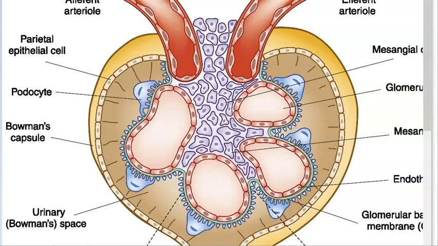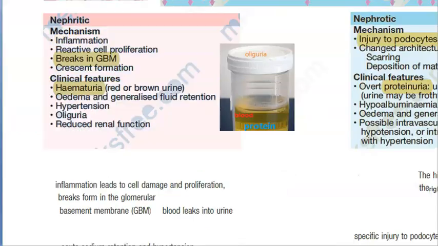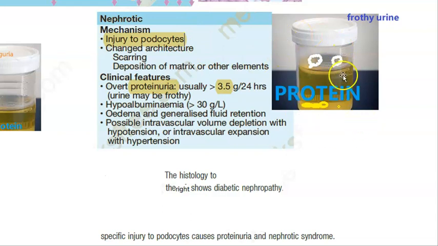So going back here, you have understood now that in nephritic, there is a break in the glomerular basement membrane allowing the RBCs. So there is hematuria, there is oliguria, the kidney is not functioning properly. And coming to nephrotic, in nephrotic, what is damaged? Podocytes, there is injury to podocytes. Don't forget what is damaged in nephrotic. Podocytes are damaged, okay? And what do you have in the urine?